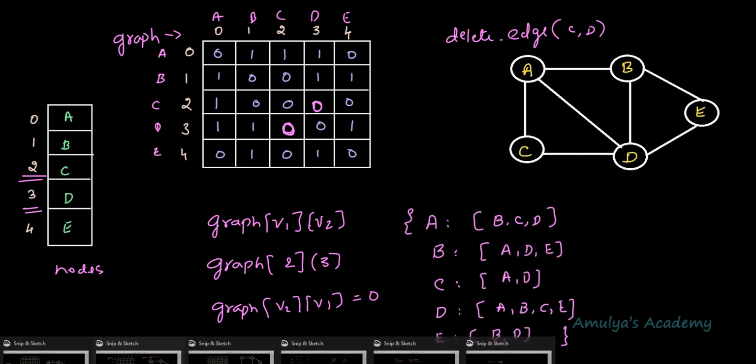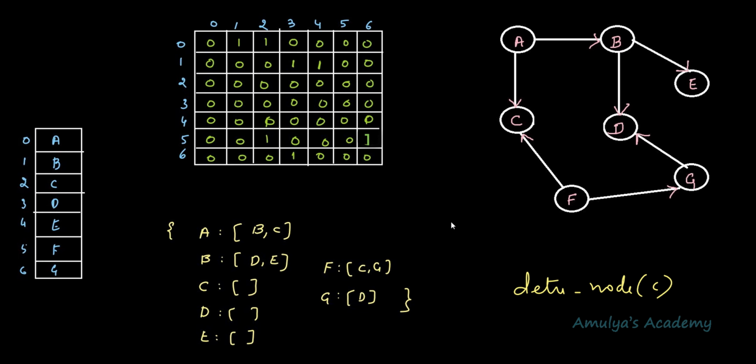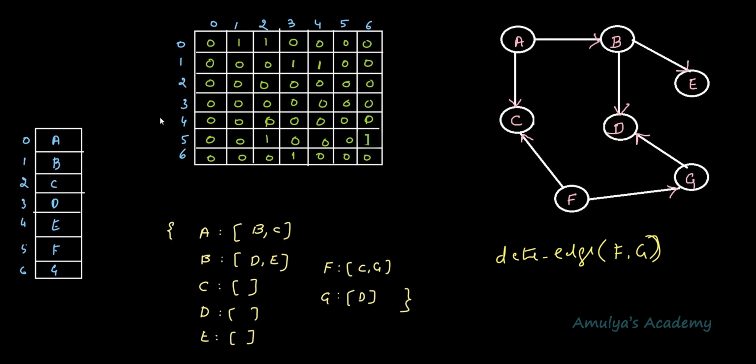Next, let's take an example for directed unweighted graph. Here let's delete an edge. I'll delete this edge, F to G. Now here what you need to do, this is a directed edge, that means there is an edge from F to G. That's why in this graph you need to go to graph of Fth row Gth column, so now you need to make this as 0. There was an edge from F to G, now we removed that, so we need to make this as 0.